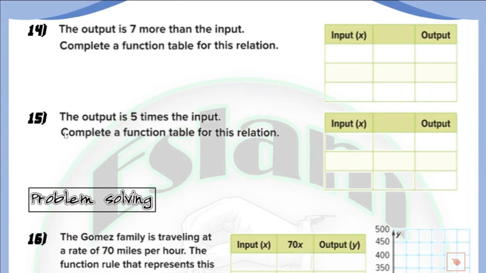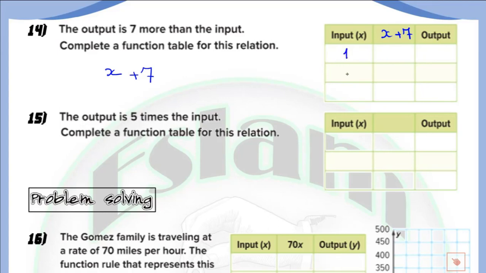In this question, we need to convert the problem solving to the table. If the output is 7 more than the input, now the input is equal to x. More than means plus, we will just add 7. So the rule that we have now will be x plus 7, because the output is 7 more than the input.